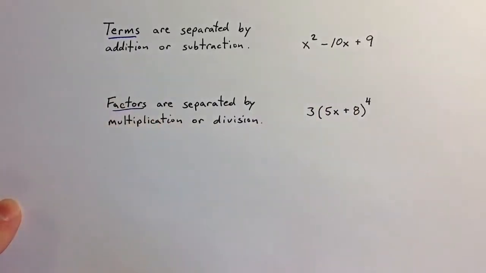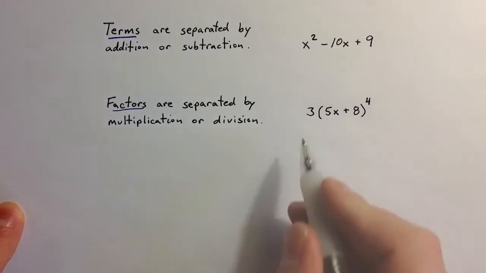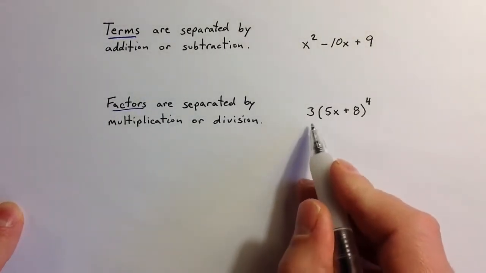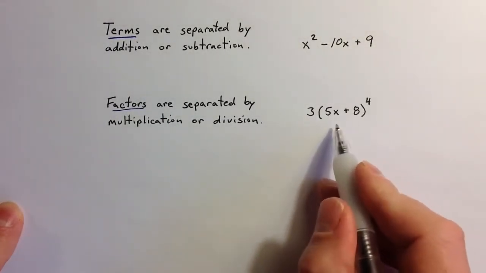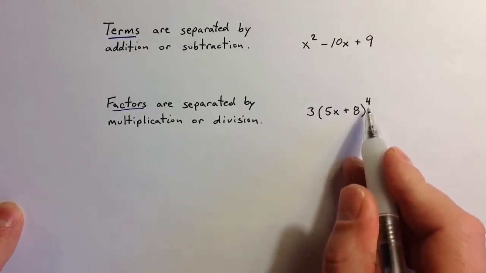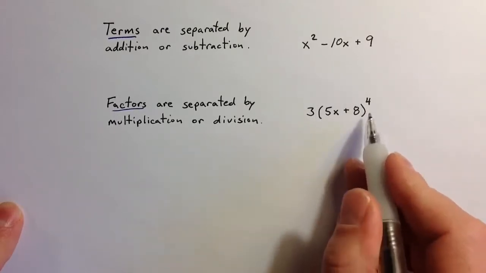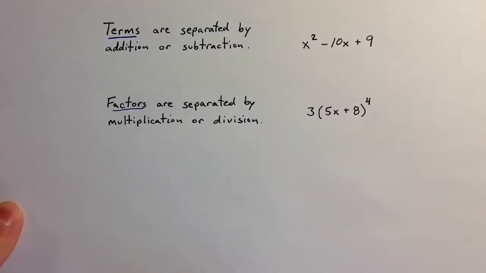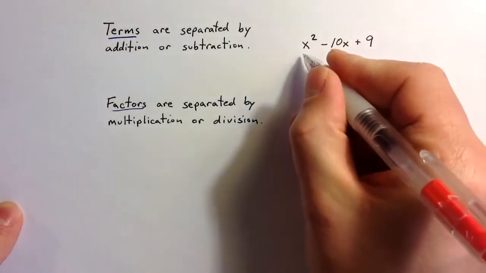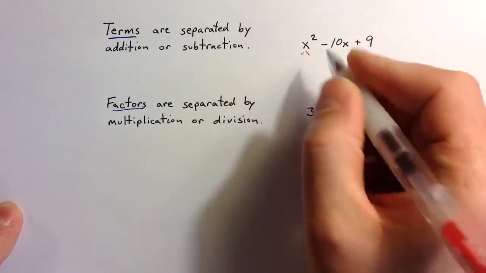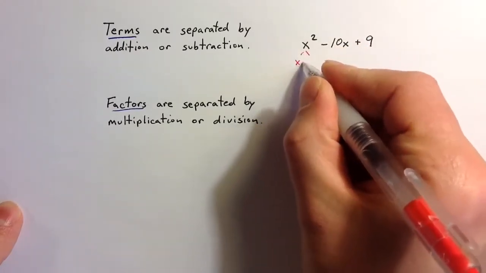Factors are separated by multiplication and division. In this example, we see 3 is a factor, and so is 5x plus 8. It's a factor that's raised to the 4th power, and we'll talk more about that in a moment. Factors can be a part of terms, and terms can be a part of factors. So essentially what I'd like to talk about is the relationship between those two.